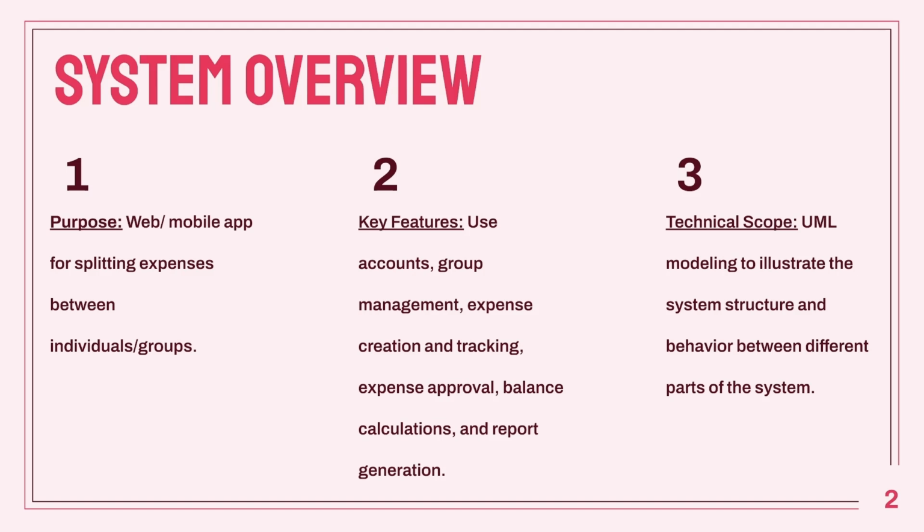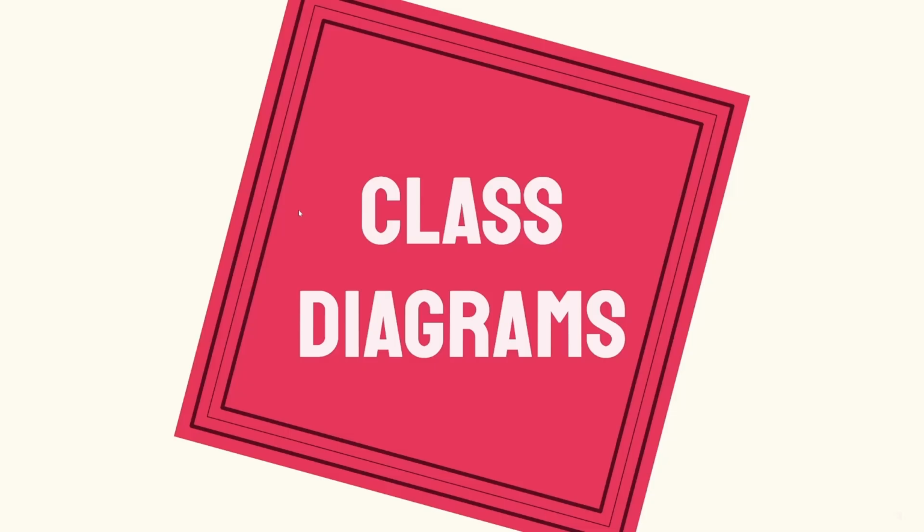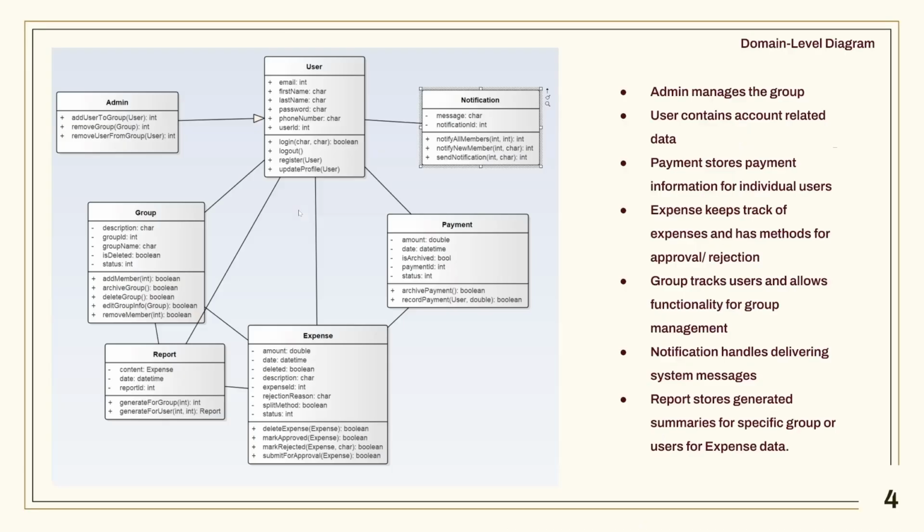We will illustrate the UML diagrams for the system structure and the behavior between different parts of the system, how they communicate and the relationships between them. So first we will go over the class diagrams. This is the main domain level diagram for the system.